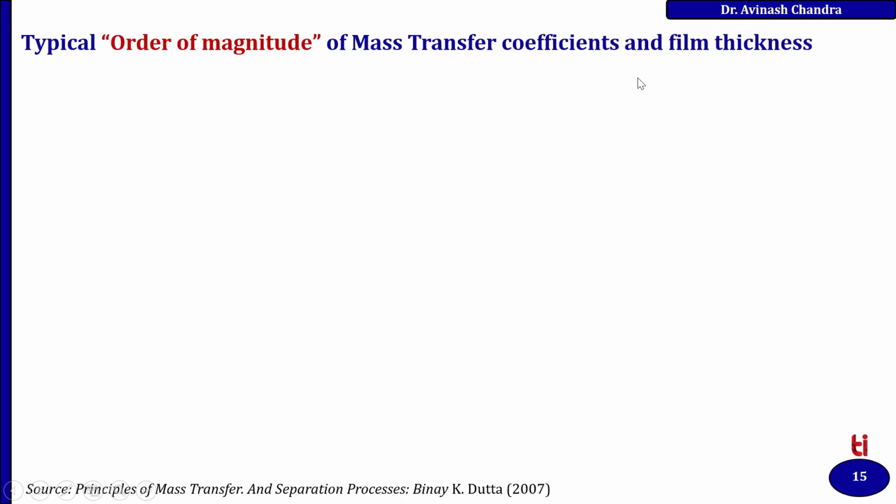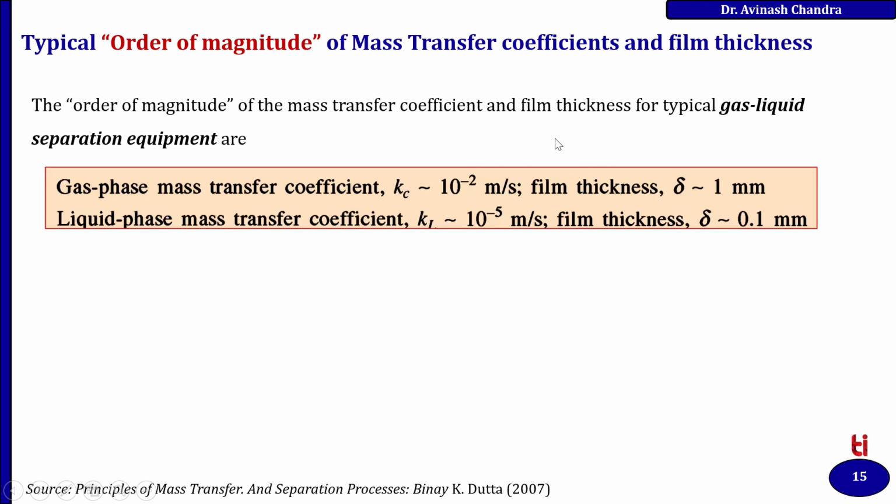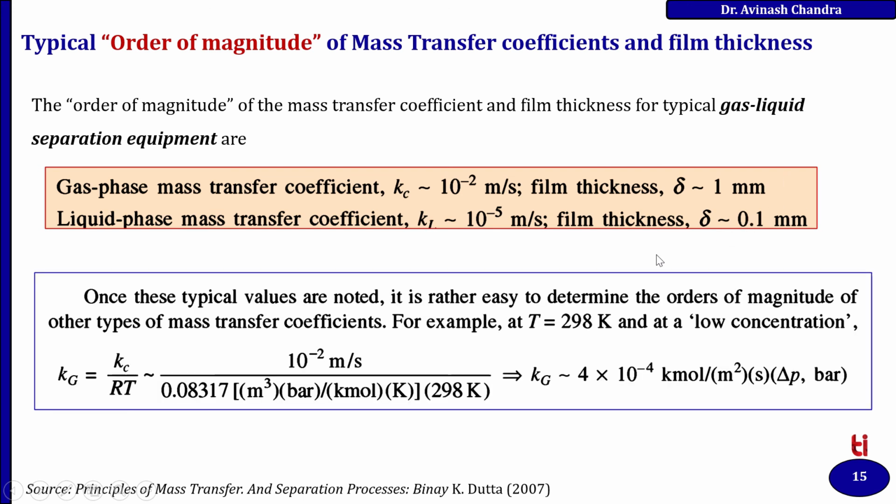Order of magnitude of mass transfer coefficient and film thickness. So the order of magnitude of the mass transfer coefficient and film thickness for typical gas liquid separation equipments are 10 to the power minus 2 for the gas phase mass transfer coefficient, and for the liquid phase mass transfer coefficient equal to 10 to the power minus 5 meter per second. In this case, the film thickness is almost 1 millimeter, and in this case, the film thickness delta equal to 0.1 mm.